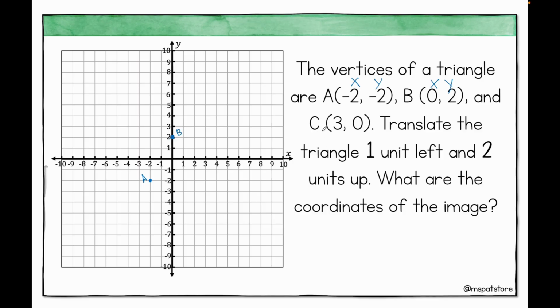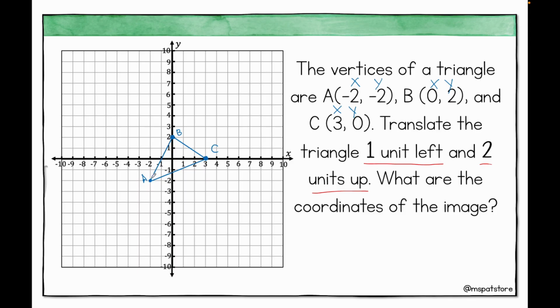After that, we have C. X-axis, Y-axis is in positive 3 in the X, but it's not located in the Y-axis. So it is only over here. Positive 3 in the x-axis. So this is your C. Now you need to connect the dots with a ruler. Now it's time for you to translate this triangle 1 unit left and 2 units up.